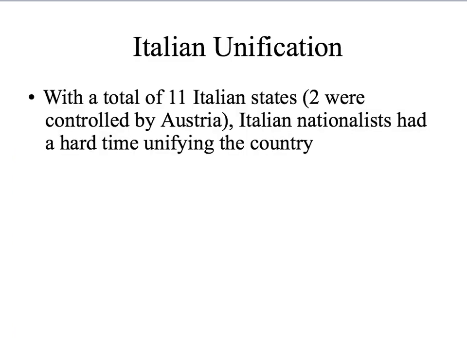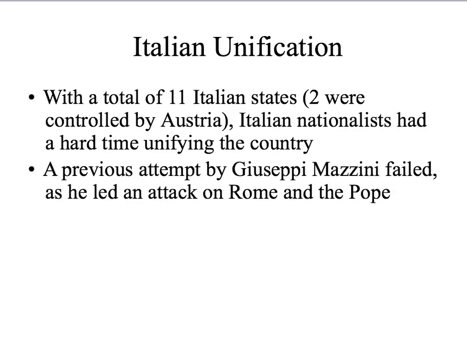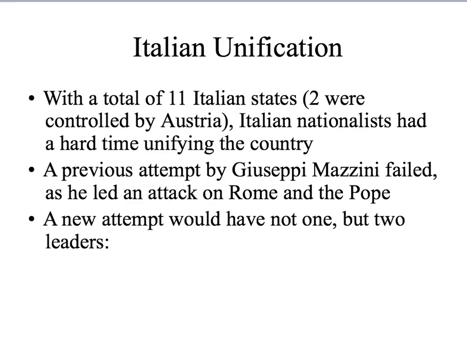So after Napoleon was defeated, Italy was redrawn into 11 states. 9 of these were controlled by Italy, 2 were controlled by Austria. The Italian nationalists really wanted Italy to be under the control of Italians, not Austrians. As you remember, in 1848, there was an attempt to do this by Giuseppe Mazzini and the Young Italy movement. However, this failed when he led an attack on Rome and the Pope.